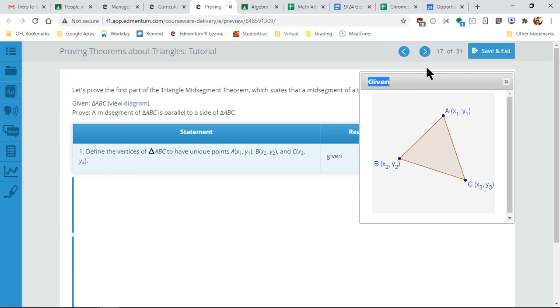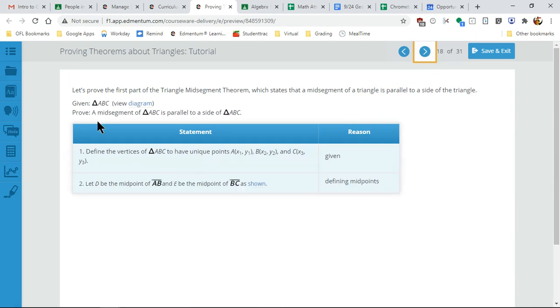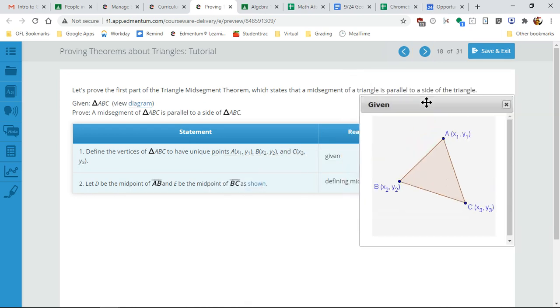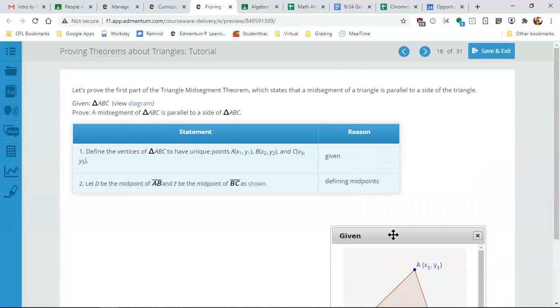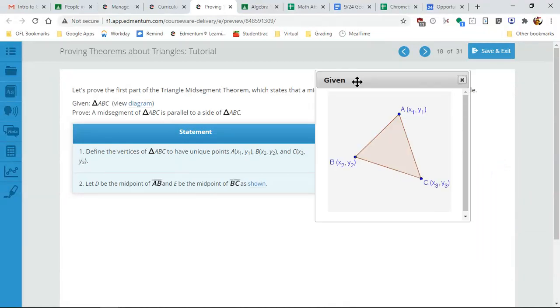The next thing we would have to do, I do have to click the next slide. The next thing we have to do is say what the midpoints are. So this, again, we're just walking through how to do a proof. Before, we kind of did an activity that proved it. To do an actual proof, you have to give your statement and your reason, kind of like writing an essay in English.